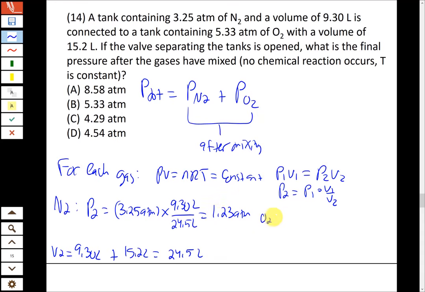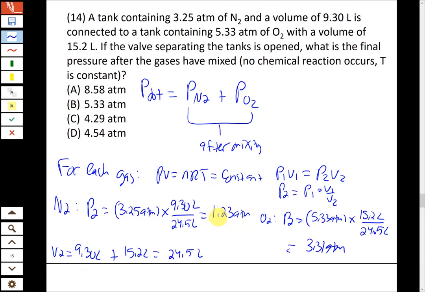And then for O2, its partial pressure after mixing, P2, is going to be its initial pressure, which is 5.33, times its V1 over V2. The initial volume for oxygen was 15.2 liters. The final volume is the same for both gases once they mix, 24.5. And so the partial pressure for oxygen after mixing is 3.31 atmospheres.